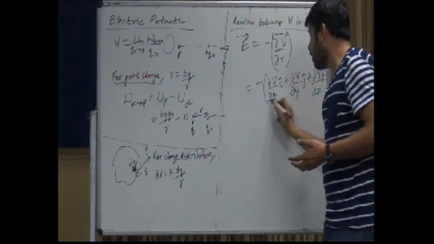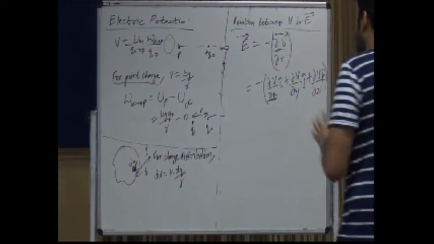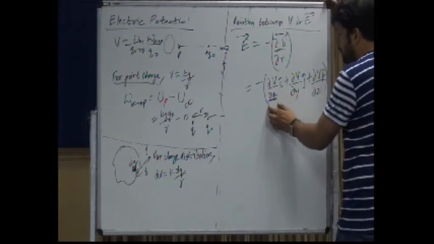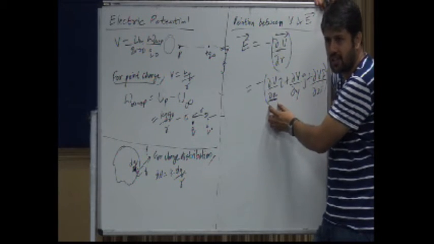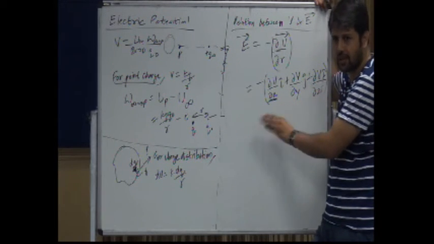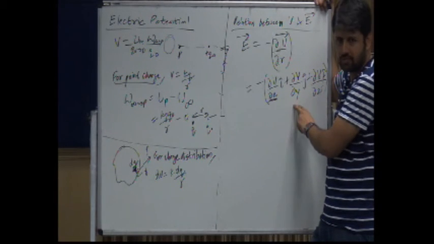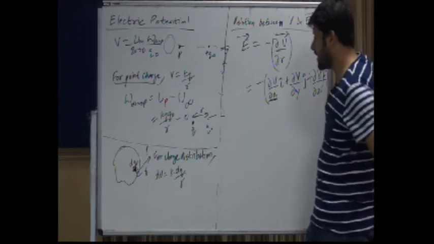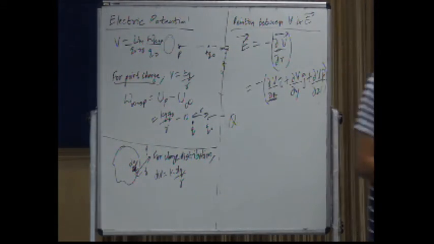Partial operator means when V is a function of X, Y and Z, three variables. For this portion, you will assume Y and Z to be constant, only X to be the variable. For this portion, you need to assume X and Z variable and so on. So let's have a question on this, and then we'll move further.